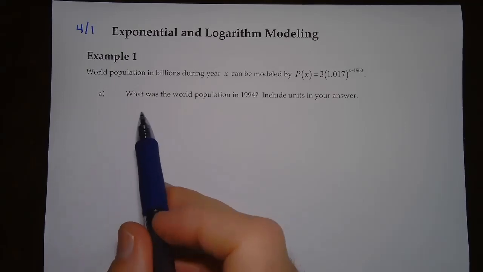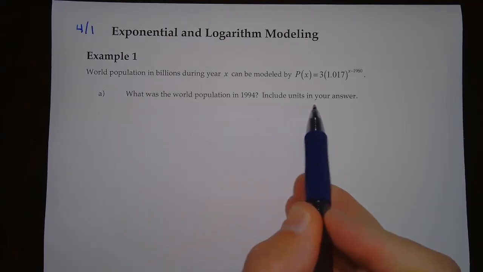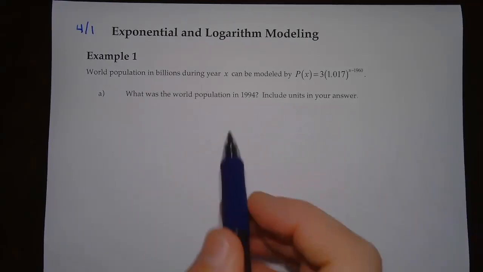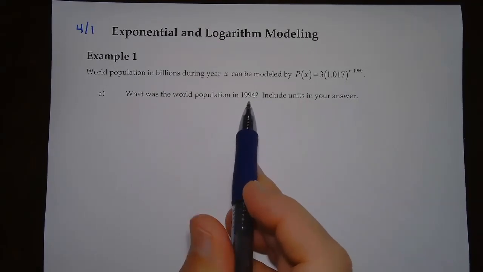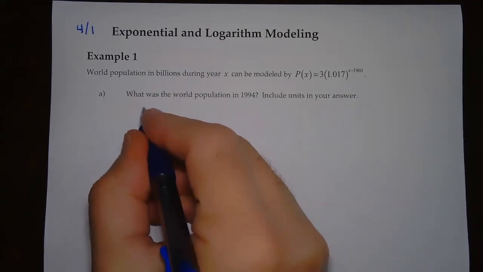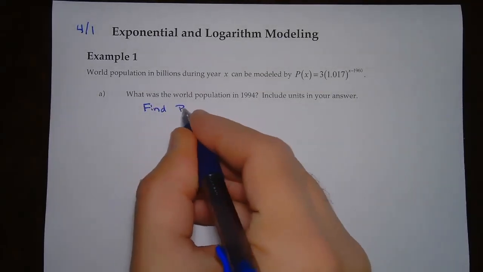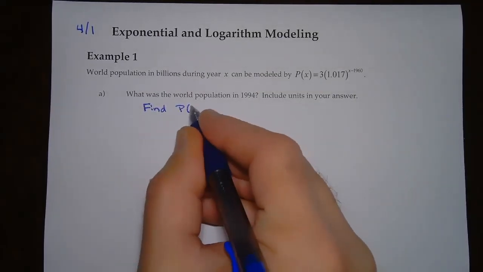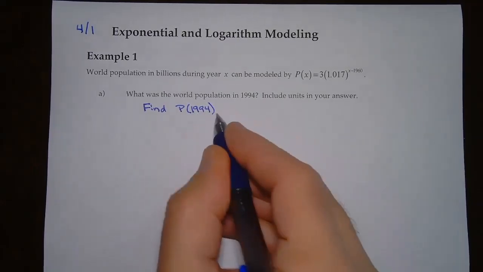So here's the first question. What was the world population in 1994? Include units in your answer, okay? So our X is our year, so we're going to put that in. So really what we're trying to find here for this problem is P, the population, in 1994. Okay, so that's what we're trying to find here.